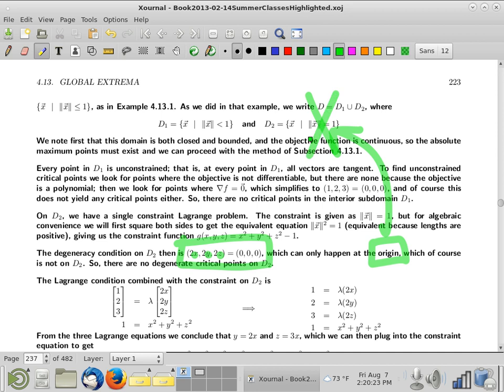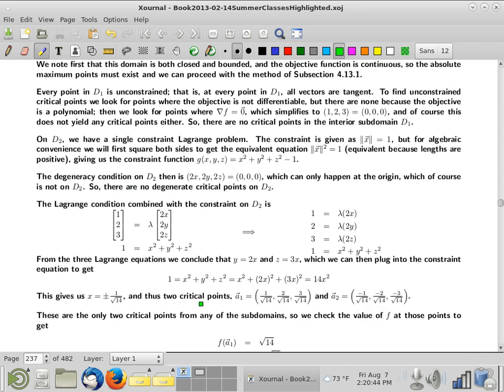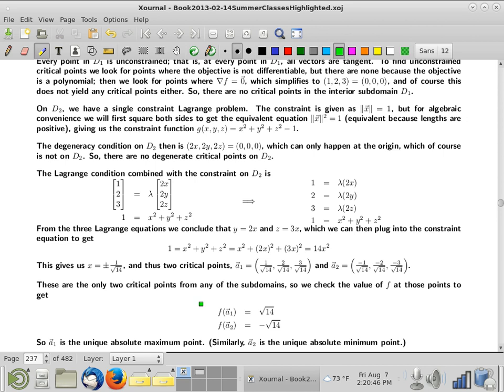So what we found is a point that satisfies the degeneracy requirement, but it's not on the set for which we care about the degeneracy requirement. So there's not a critical point, and we just get to ignore it. So there are no degenerate critical points. Okay. So lastly, we have the Lagrange condition.